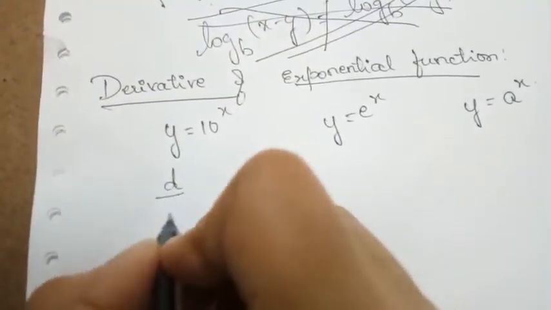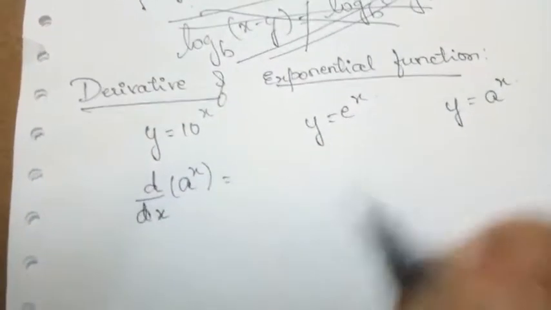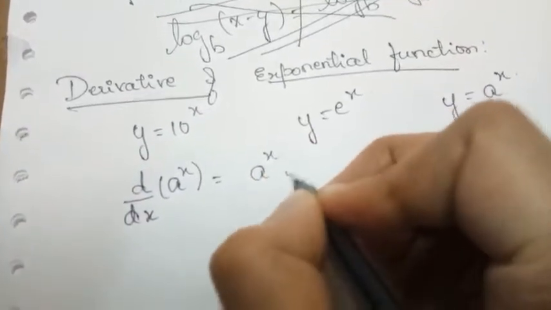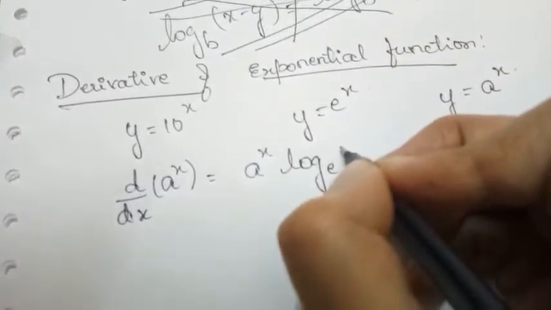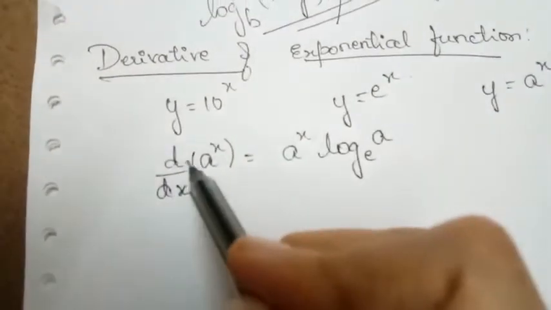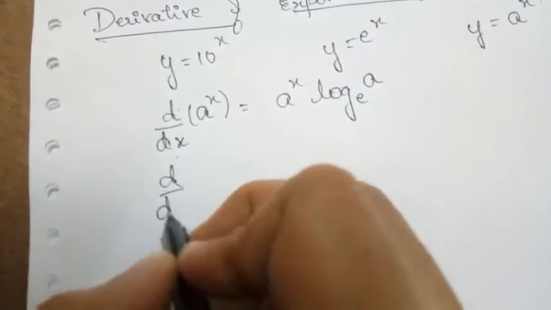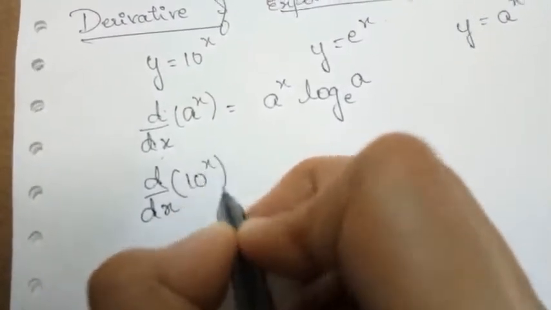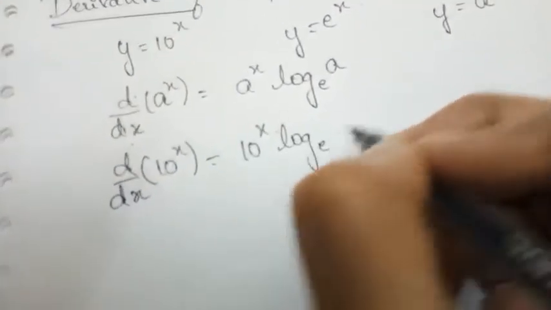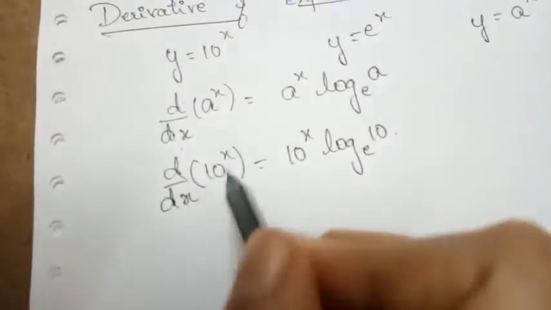Then what is the derivative of this exponential function a power x? The derivative d by dx of a power x is a power x log e of a. Suppose I consider finding the derivative of 10 power x, what happens? Look here, 10 power x into log e of 10. So this is the derivative d by dx of 10 power x.